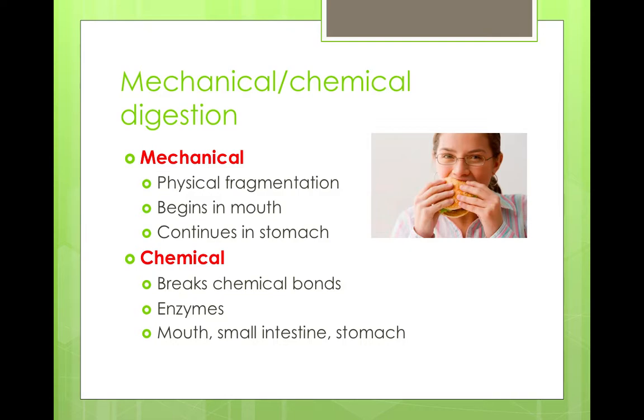Now, chemical digestion breaks the chemical bonds to break large molecules into smaller ones. This is done through the action of enzymes in the mouth, stomach, and small intestine, and through the action of stomach acid as well.